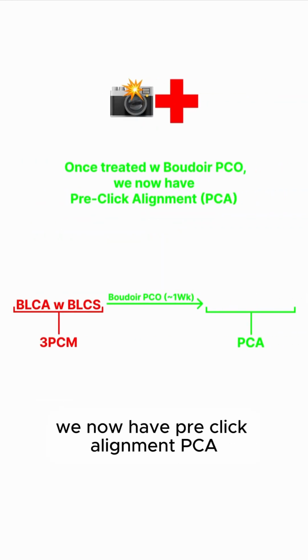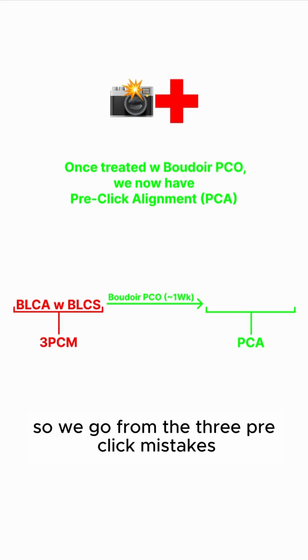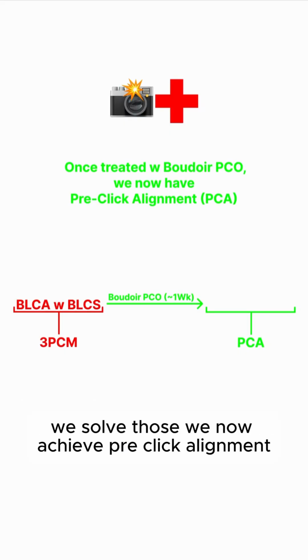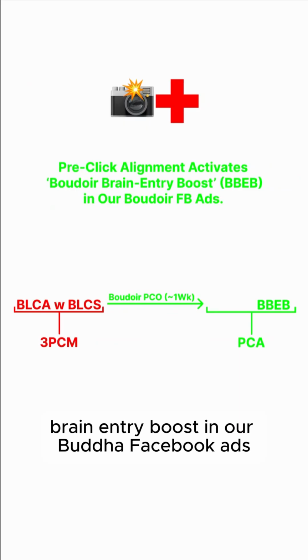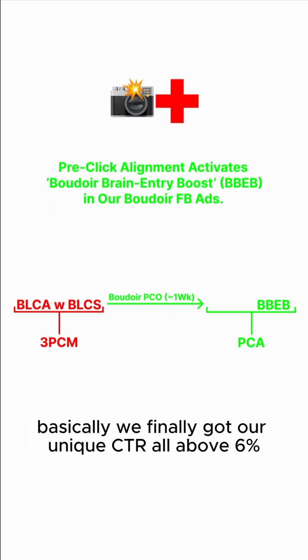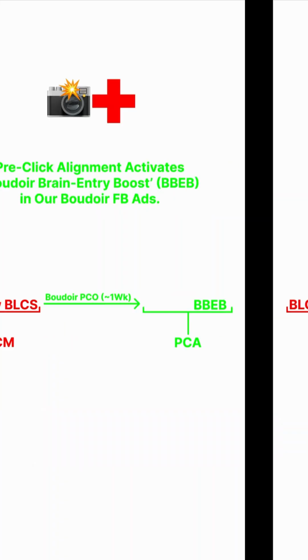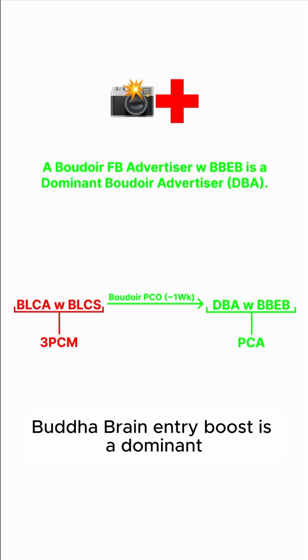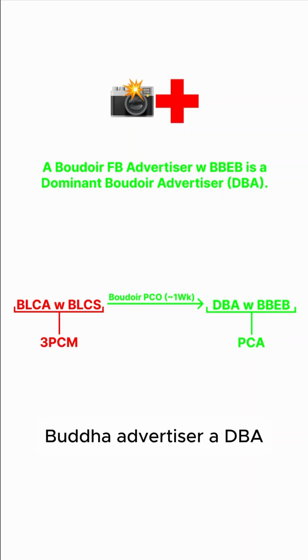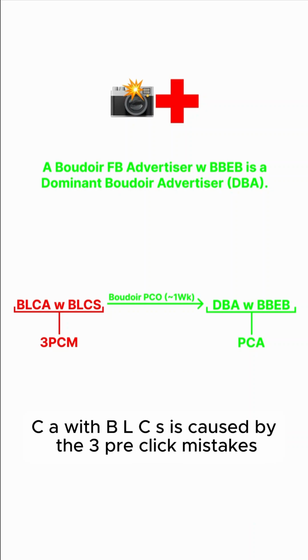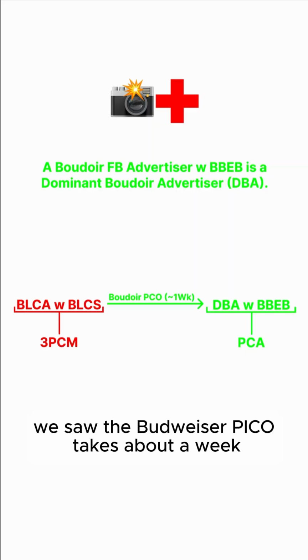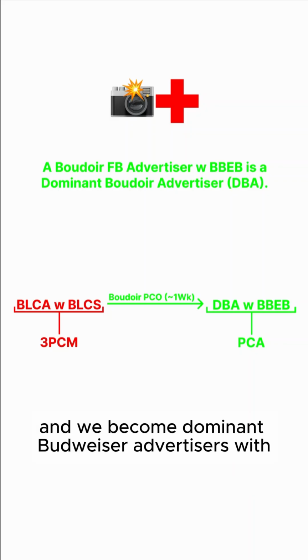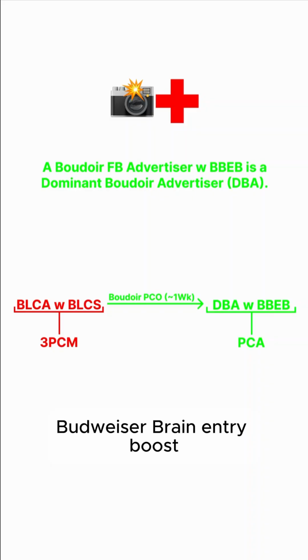Now, once treated with Boudoir Pico, we have pre-click alignment, PCA. So we go from the 3 pre-click mistakes, we solve those, we now achieve pre-click alignment. And pre-click alignment activates Boudoir brain entry boost in our Boudoir Facebook ads. Basically, we finally got our unique CTR above 6%. And a Boudoir Facebook advertiser with Boudoir brain entry boost is a dominant Boudoir advertiser, a DBA. So this is our full universe here. A BLCA with BLCS is caused by the 3 pre-click mistakes. No problem though, we saw the Boudoir Pico, it takes about a week. We achieve pre-click alignment and we become dominant Boudoir advertisers with Boudoir brain entry boost.